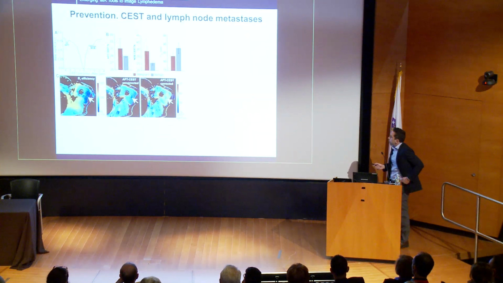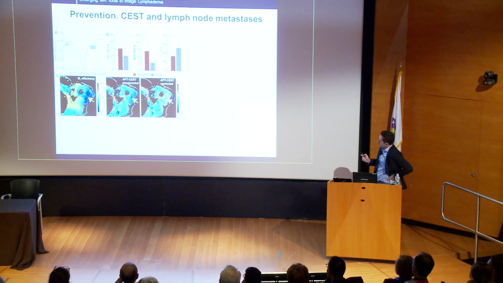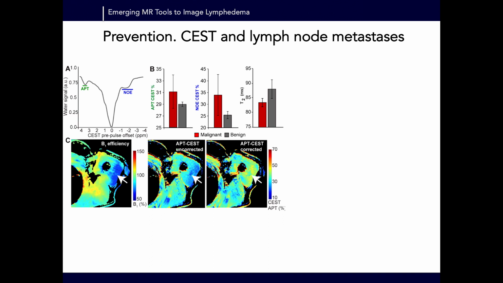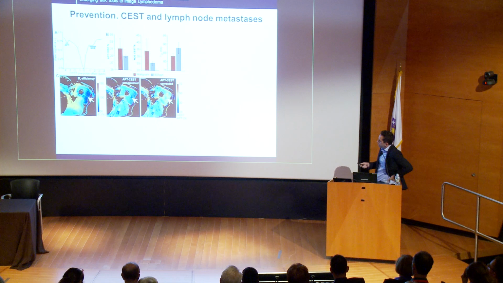And then one thing before going on to the last part is that in addition to looking at patients with lymphedema, really if you want to reduce lymphedema burden, you want to reduce people from getting it in the first place. So these CEST sequences that we're looking at are not just sensitive to interstitial protein accumulation after the fact, they might also be sensitive to cancer metastases in lymph nodes.